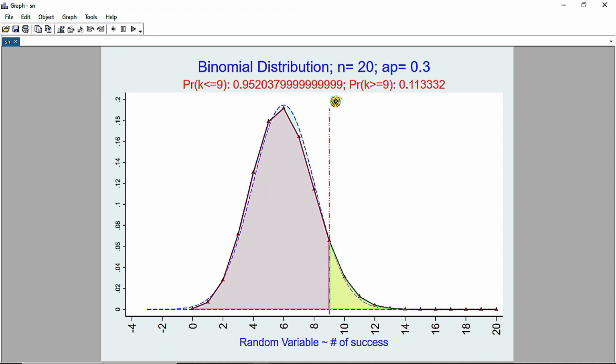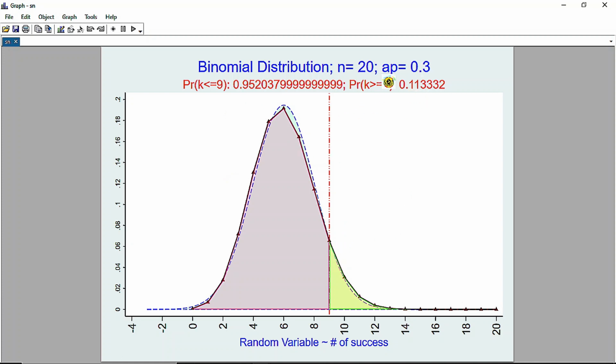Here, let's say k is 9, and what is the area? This is the binomial. At the backdrop, we have a normal distribution with the same mean and variance as the binomial distribution, and we want to test. This is useful for hypothesis testing. And what is the probability of k being less than or equal to 9? This red dotted line represents 9. The probability of being less than 9 is 95%, and greater than 9 is 11%.